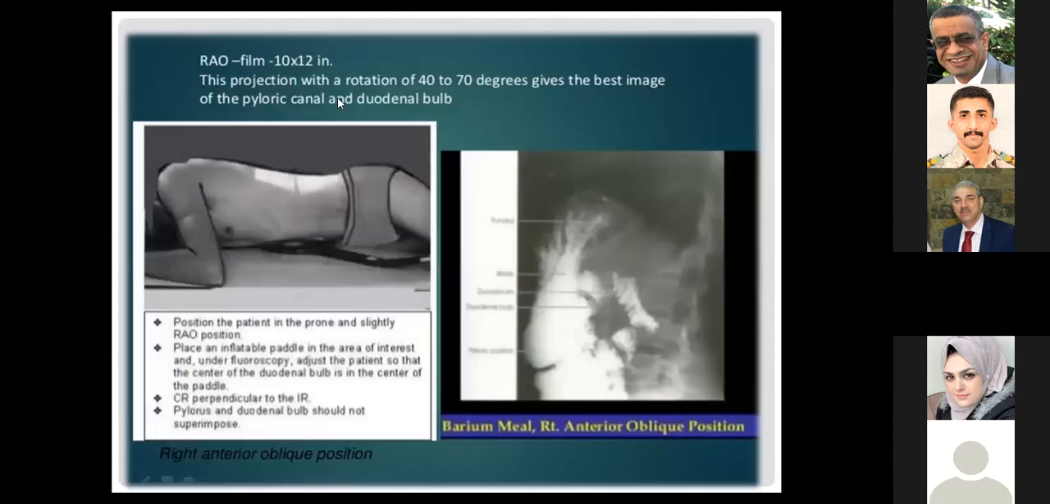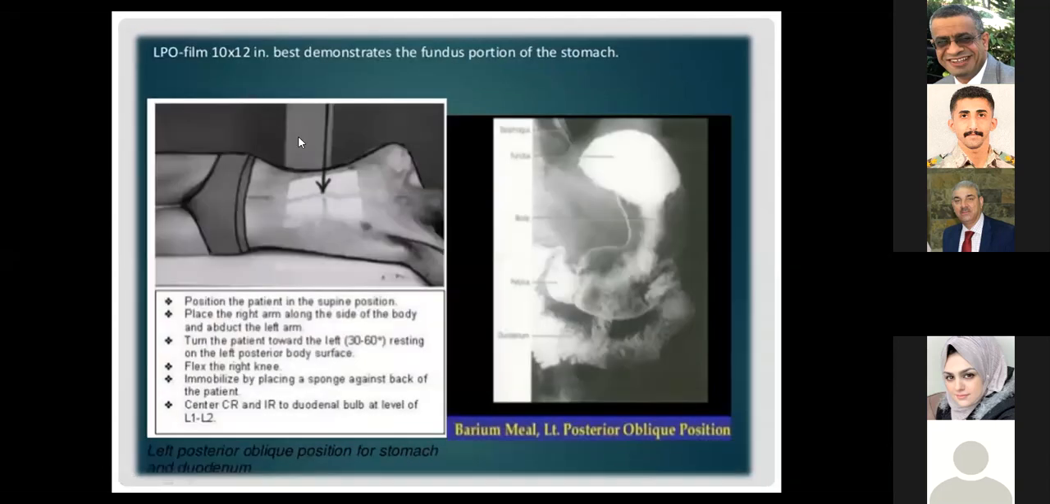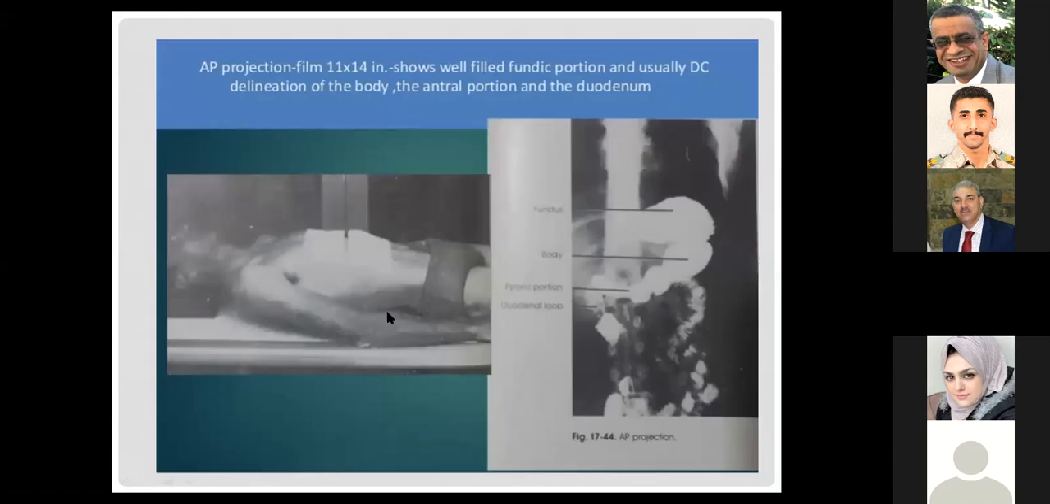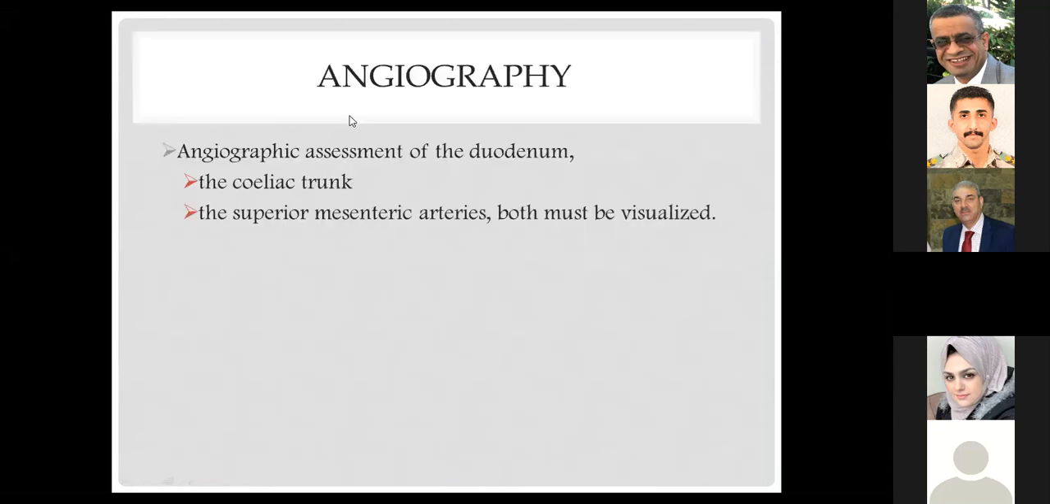Right anterior oblique. The projection with rotation of the patient 40 to 70 degrees gives the best image of the biliary canal and duodenal bulb. This is a special method to show the duodenal bulb especially. Another method is the left posterior oblique position, lateral position for stomach and duodenum also. The third position is an AP projection, also for the antrum of the stomach and the duodenum.